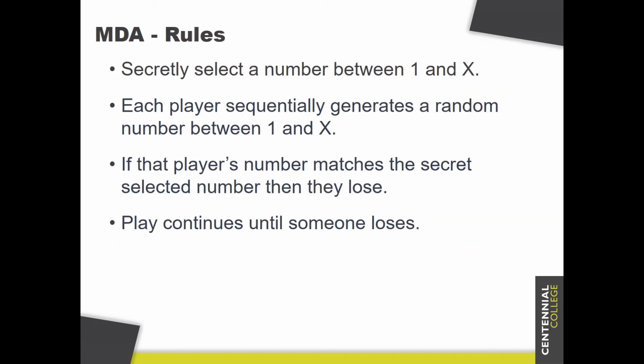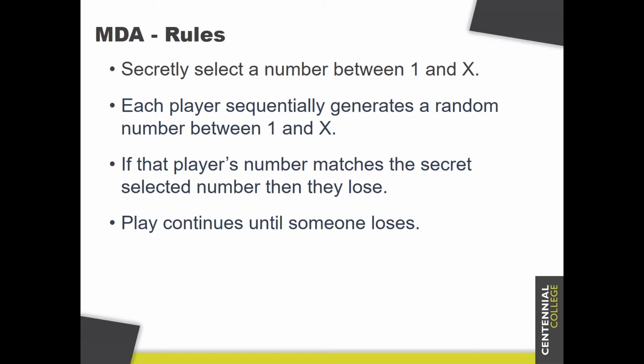Let's take a look at a quick example here. If I suggest to you that we are going to create a game together, and how you create it is up to you, but there are a particular set of rules. I'm asking you to secretly select a number between 1 and X. Each player then can sequentially generate a random number between 1 and X. And if that player's number matches the original secret number, then that player loses. That's how the game's going to work. And play will continue, where they loop through the rolling of the die or whatever they're going to do, generating a random number until someone loses, and that's the game rules.